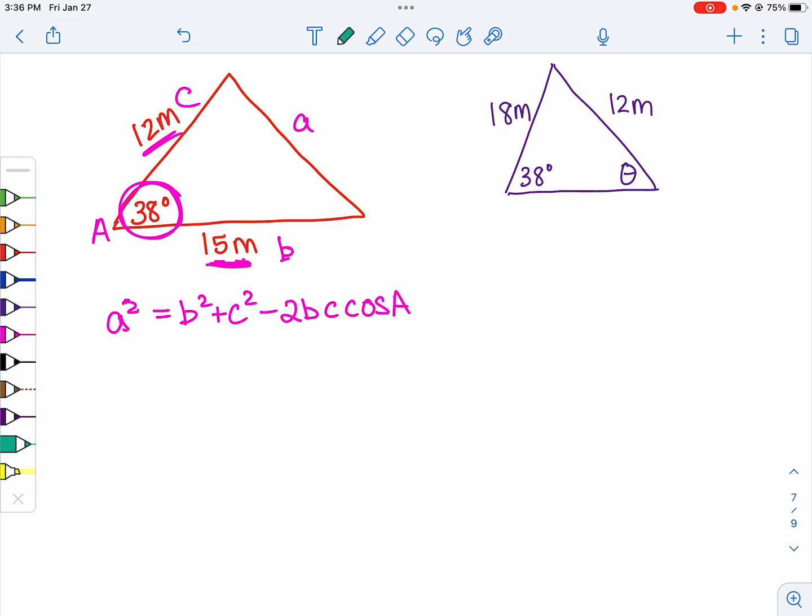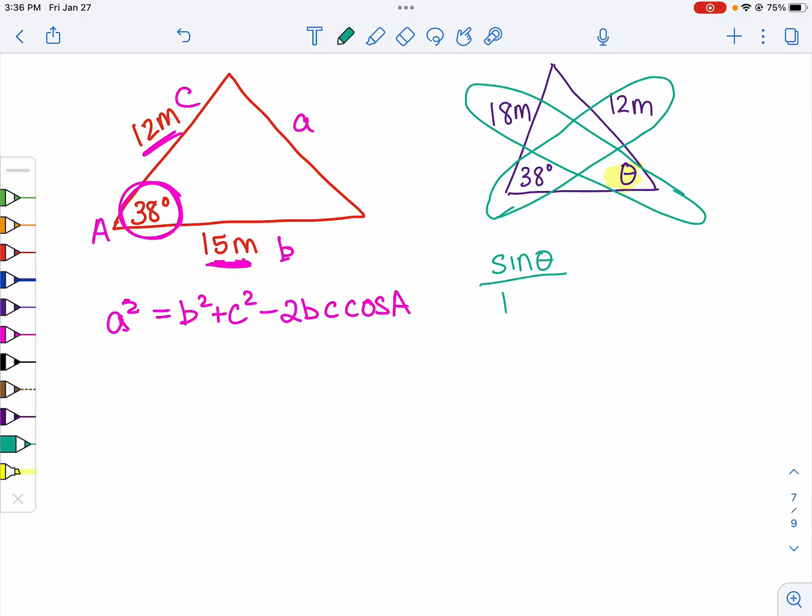And then this one, I know I can use sine law because I have two things across from each other. And these guys are across from each other. So I like to put whatever the unknown is, I personally just like that in the top left. So I'm going to put sine theta over 18 equals sine 38 over 12. The angles always have to have a sine beside them, FYI.